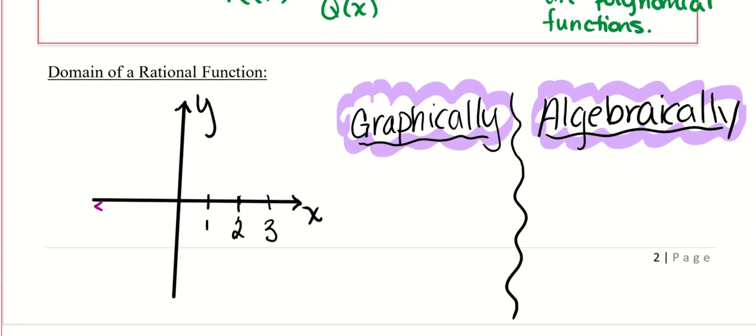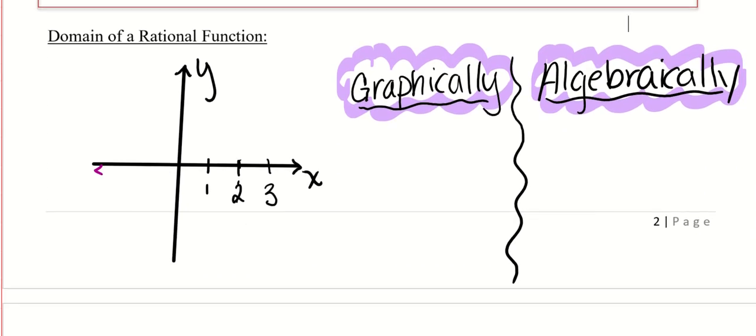Okay, go ahead and pause the video and copy down this little setup that I have here, and then go ahead and come back to the video.